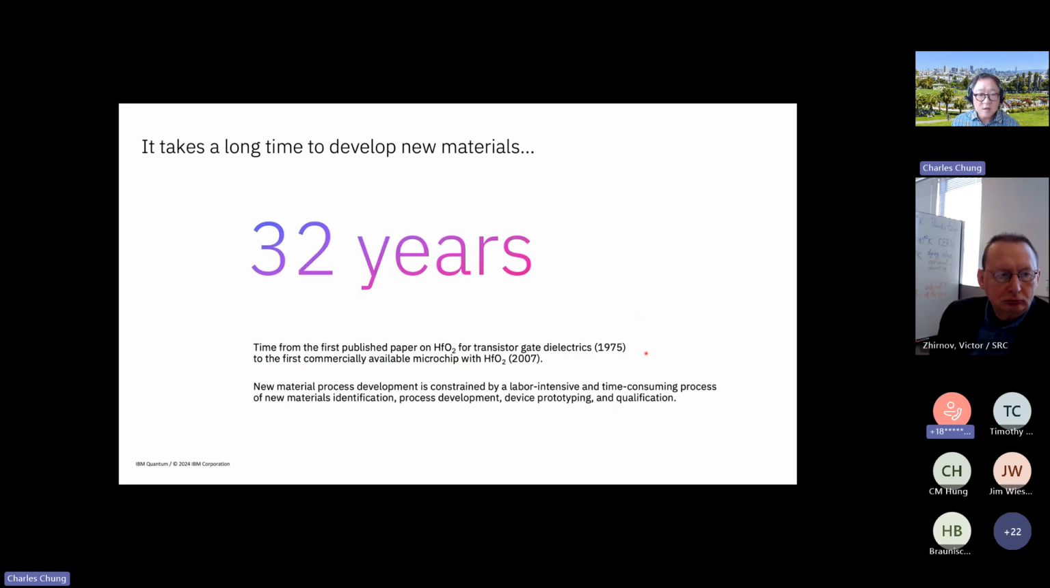And so ruthenium is an interesting material to develop, but it takes a long time to develop new materials. As a point of example, hafnium dioxide, from the first paper on using it as a gate dielectric in 1975 to the first time it was available on a microchip in 2007, was 32 years.